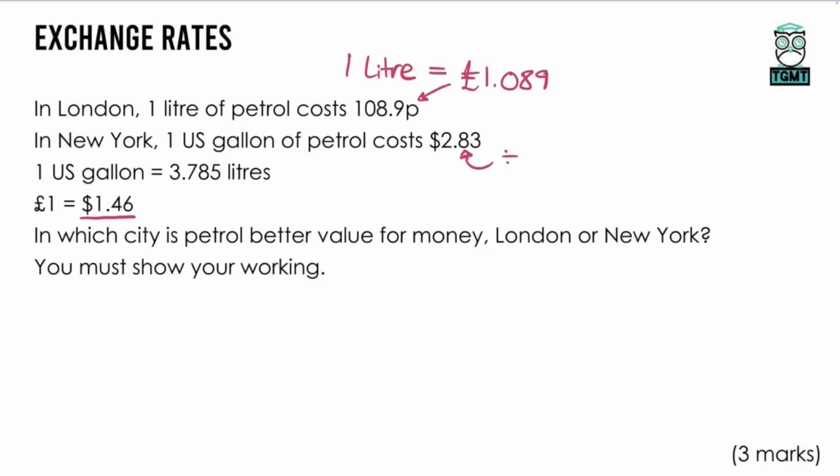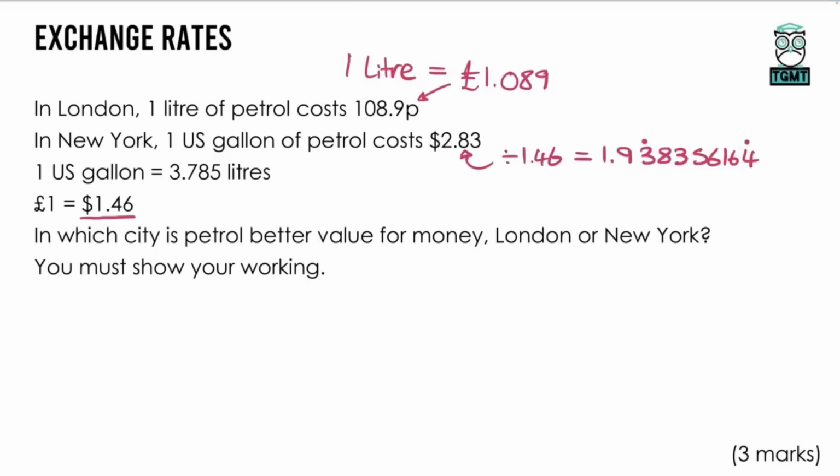So we need to divide by 1.46 to turn this into pounds. We're just going to do that on the calculator. So 2.83 divided by 1.46. And that comes out as, and it's a very, very long decimal, but we have 1.938356164, and the 3 and the 4 have a recurring pattern. There we go, so all the way from the 3 to the 4 is recurring.